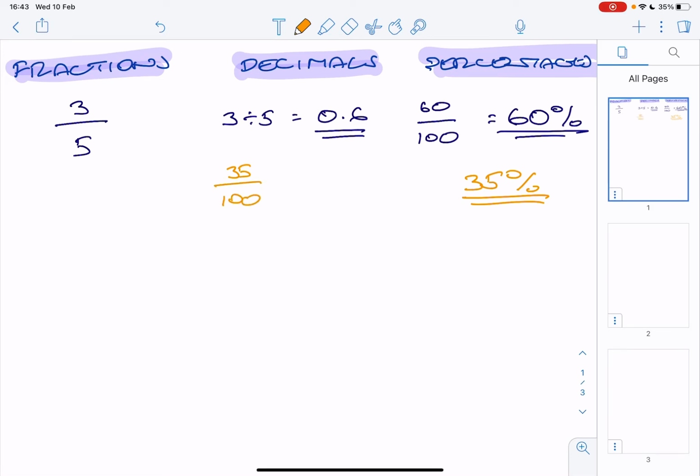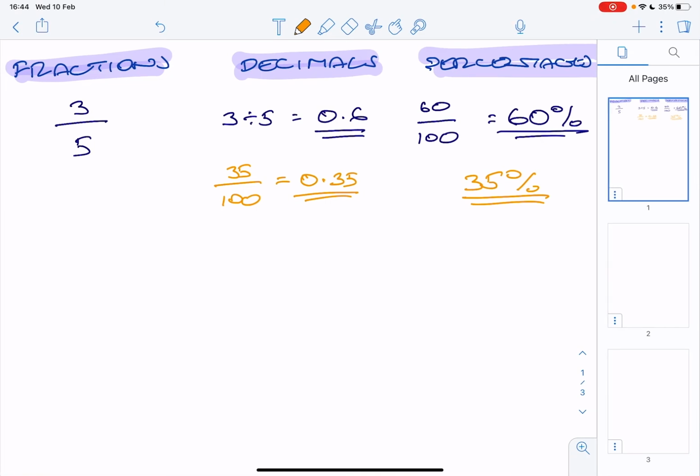And if we know what it is as a fraction, okay, one, it's going to help us over here, but it's also going to help us in terms of a decimal. Because again, as I said in the first one, all it is is just a division. We can do 35 divided by 100, which gives us 0.35. And there we have it as a decimal, okay?